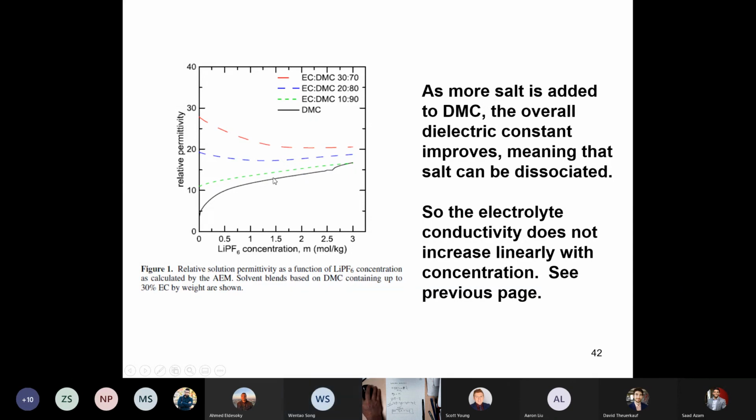No precipitation occurs, and the reason is that as you increase the LiPF6 concentration, the dielectric constant of the solution itself becomes quite decent.